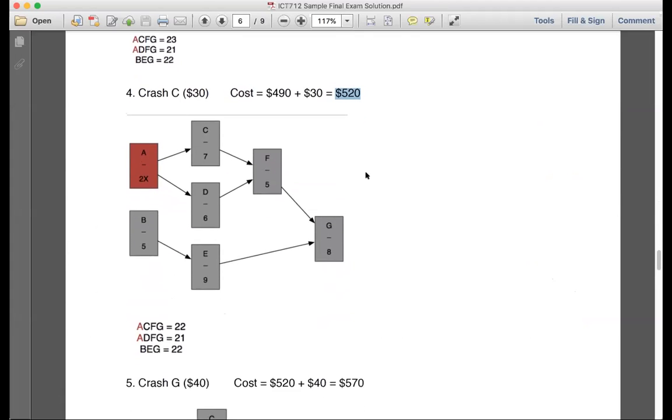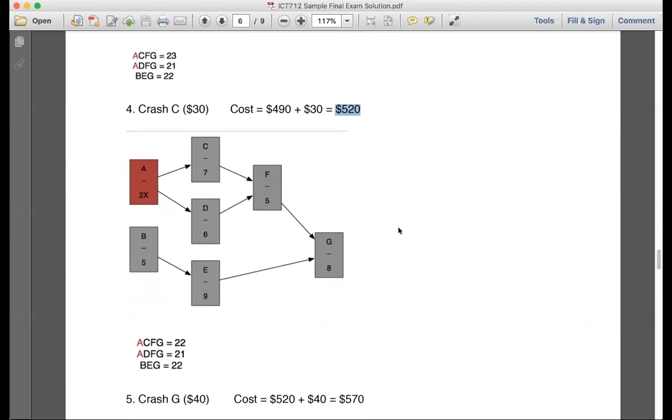560. 560. So you're going to actually, is it 40? Oh, I made a mistake with my calculation. All right. Disregard that. It is going to be 560 instead of 570. So 520 plus 40 equal 560. Disregard that because all my other numbers will be wrong now.